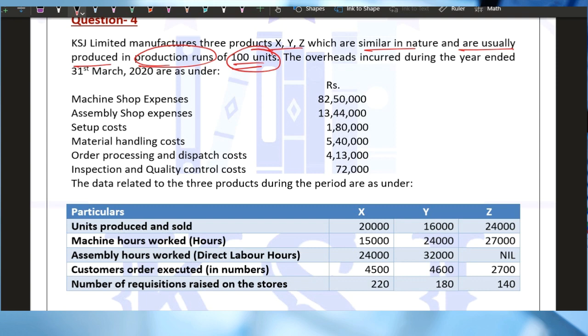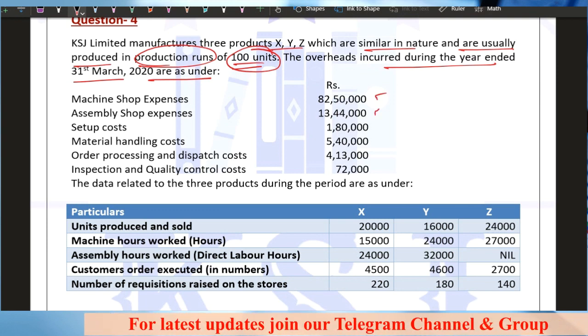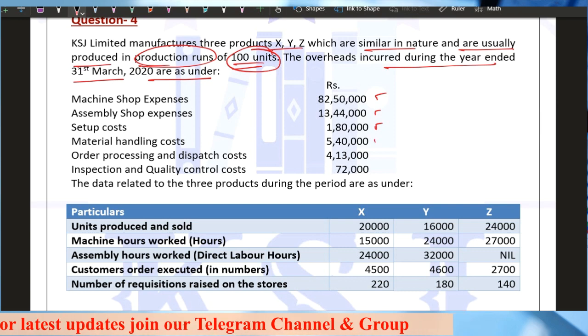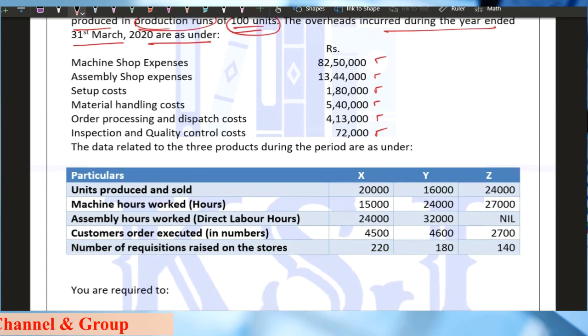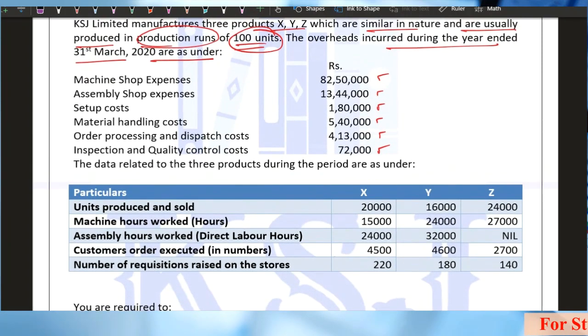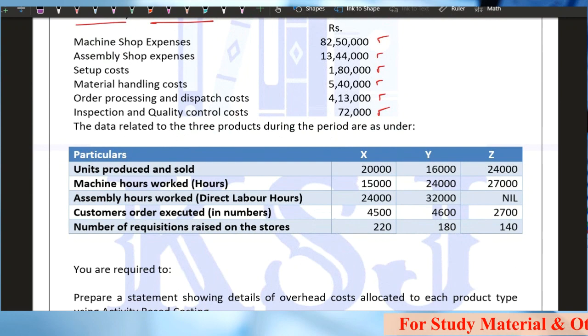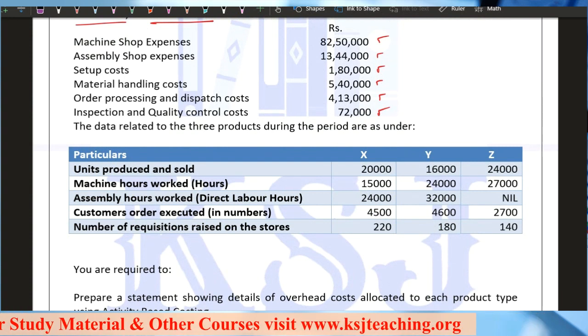Okay. The overheads incurred during the year ended 31st of March 2020 are as follows. Machine shop expenses 8250, assembly shop expenses are given, setup cost is given, material handling cost is given, order processing and dispatch is given, and inspection and quality control are given. Then units produced and sold are given to you for the various 3 products, right? Machine hours worked is given, assembly hours worked is given, customer orders executed is given, and the number of requisitions raised on the store are given to you.